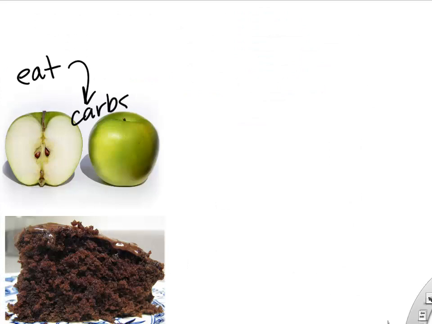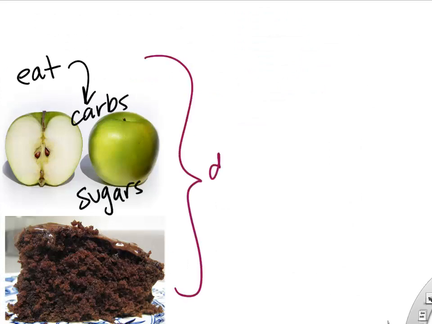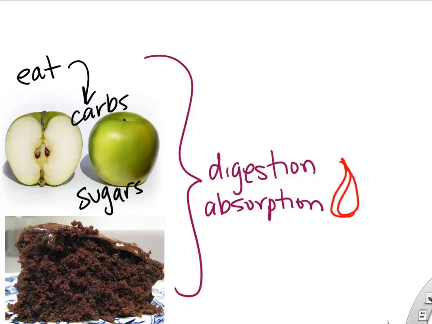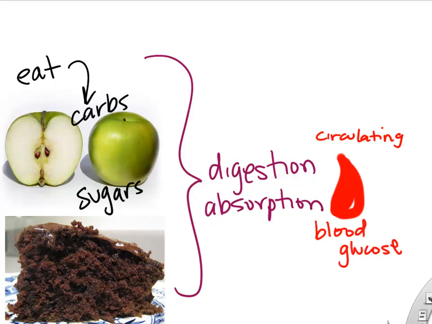So when you eat food, most foods include carbohydrates. When those carbohydrates are digested down to simple sugars, the main one being glucose, that glucose then floods our bloodstream and circulates around the body.